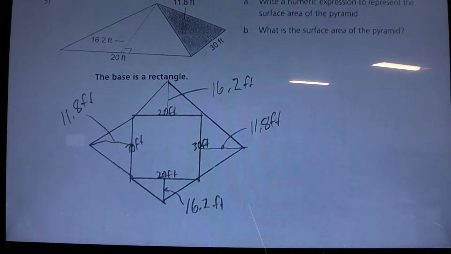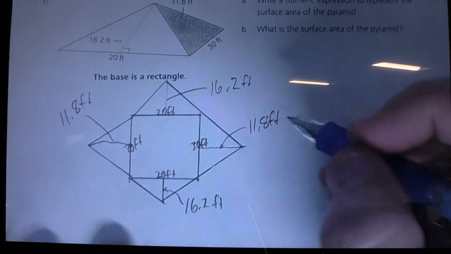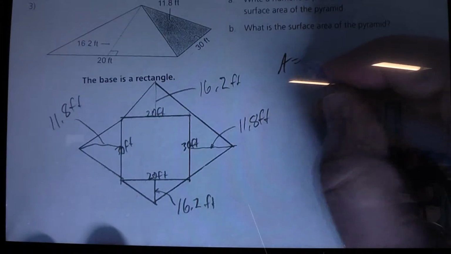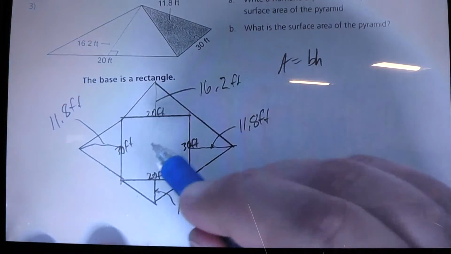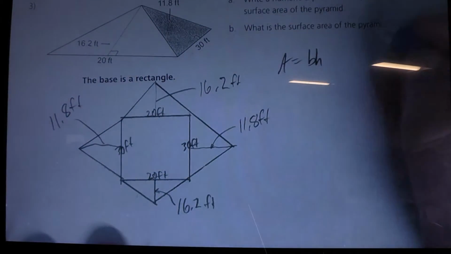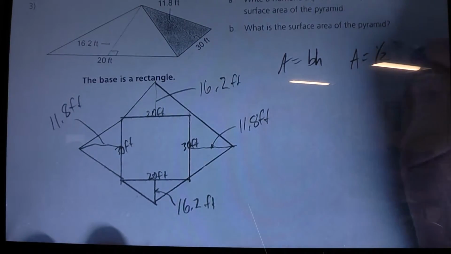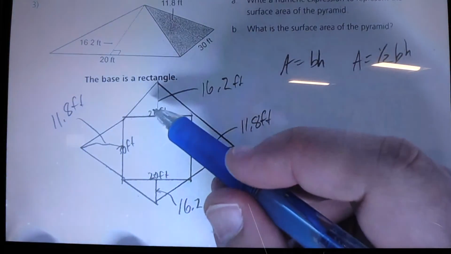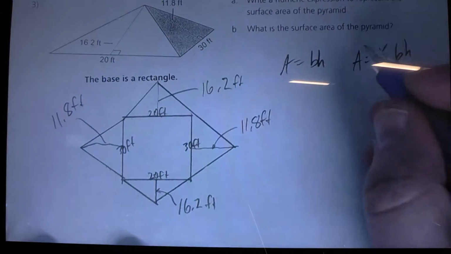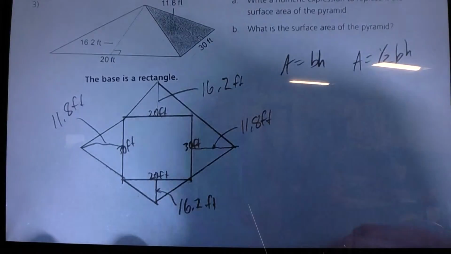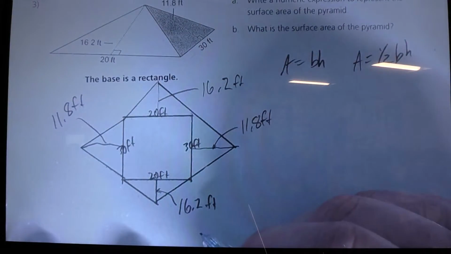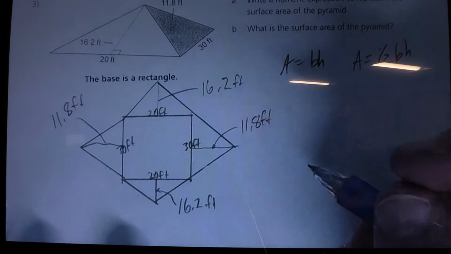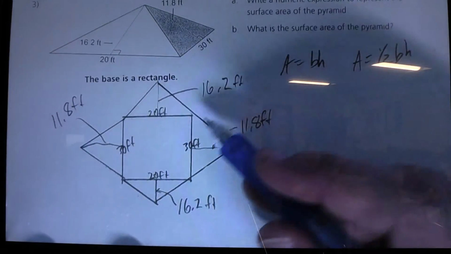So let's go ahead and check it out. Now I need to write a numeric expression first. And the formulas I'm going to be using for this are area equals base times height to find the area of this rectangle. And then for a triangle, it's area equals half base times height. But since I have two that are congruent, I can just say 2 times half times base times height. I could do it that way or whatever. Anyhow, I'm going to go ahead and write this out.